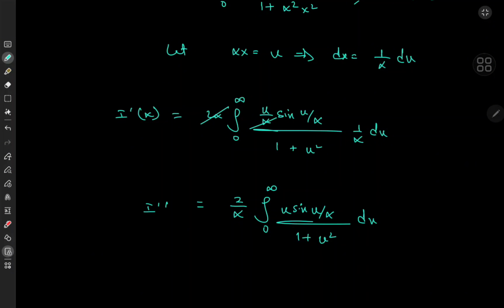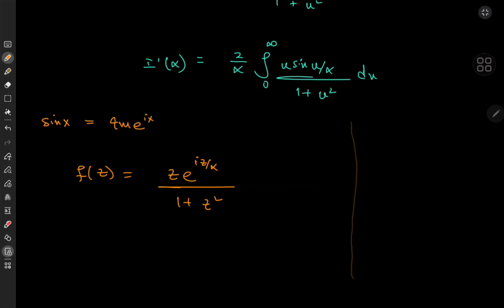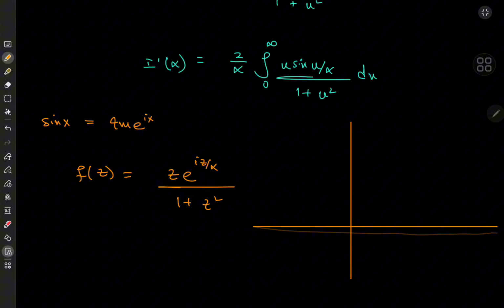du. And this looks like an integral that could be solved quite nicely using some complex analysis. Now, via Euler's formula, we know that sine of x is equal to the imaginary part of e to the ix. So what we need is the imaginary part, and in our case, we're defining the complex valued function f of z as z times e to the i z over alpha over 1 plus z squared. And now we need a suitable contour. So I think it's a no-brainer that we should be making use of the semicircular contour. What the hell is a contour?